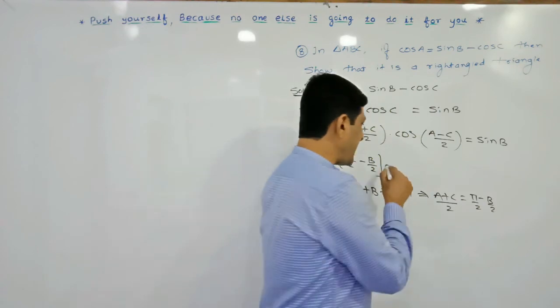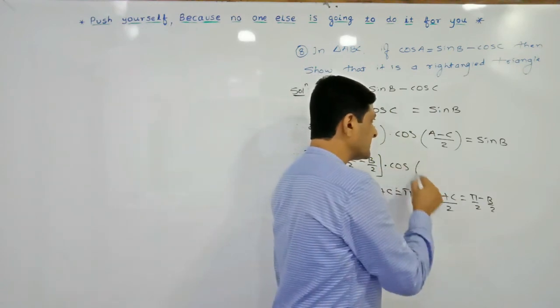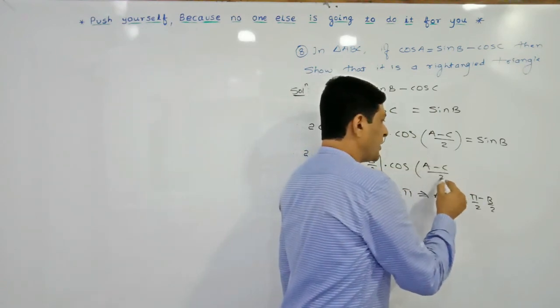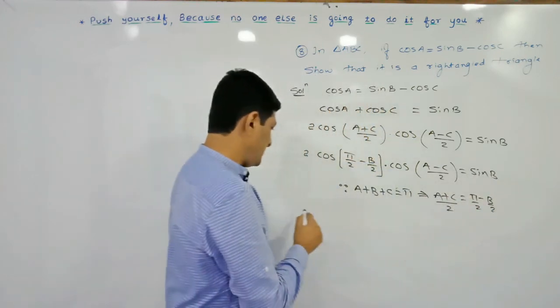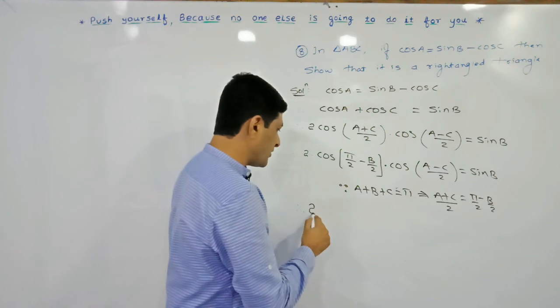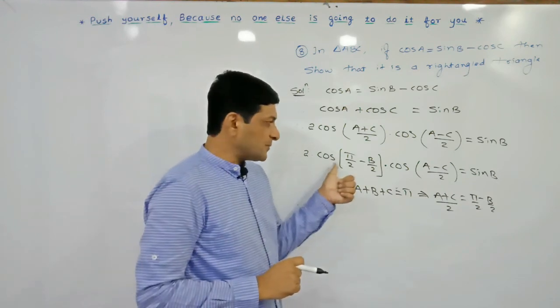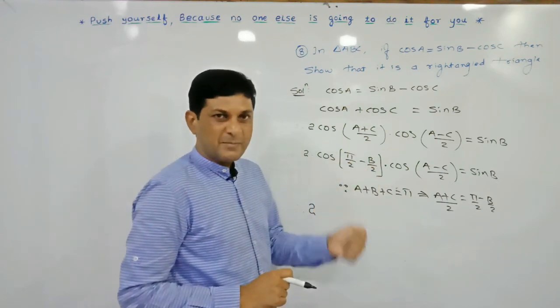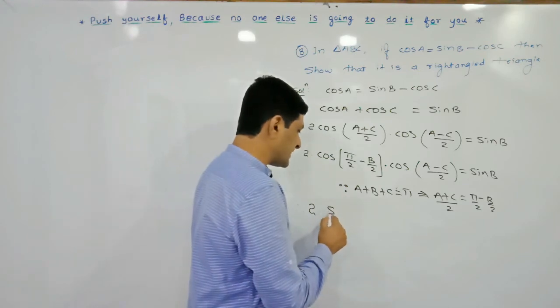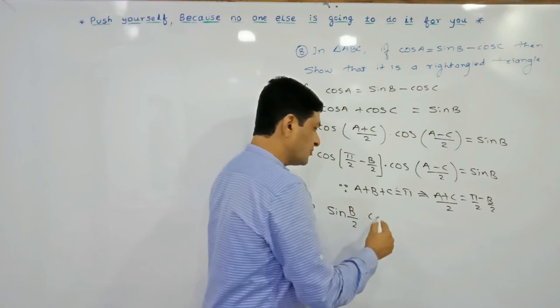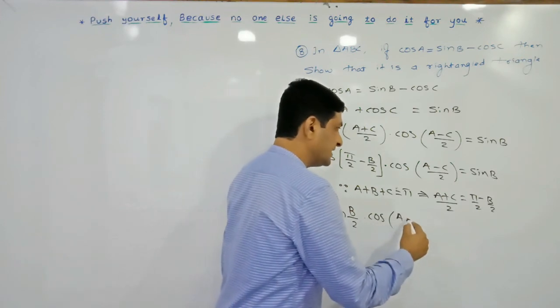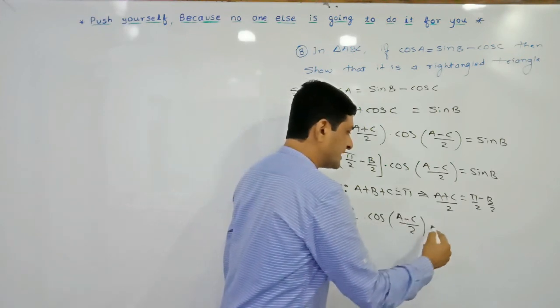Now keep this term as it is into cos((A-C)/2), and on the right hand side sin B, keep it as it is. Now according to allied angle formulas, what is the value of cos(pi/2 minus theta)? Cos(pi/2 minus theta) will be equal to sin theta. Theta is B/2 here, into cos((A-C)/2), keep it as it is.